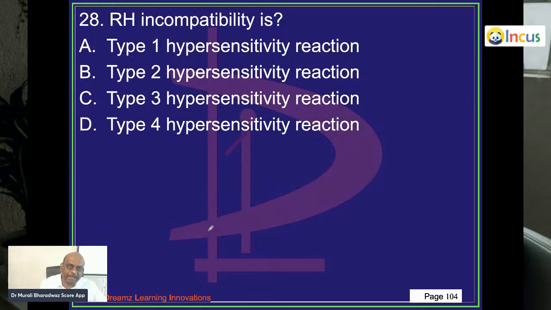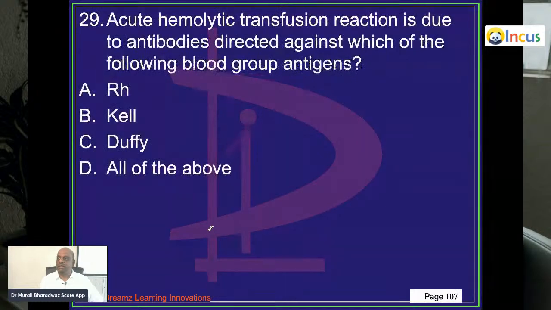Rh incompatibility. Is it free antigen going and binding with a free antibody and depositing like an immune complex? Or an antibody going and attacking a fixed antigen on the RBC? That's called type 2 hypersensitivity. Type 3 is immune complex mediated, is what we need to remember. Acute hemolytic transfusion reaction. I told you, no?